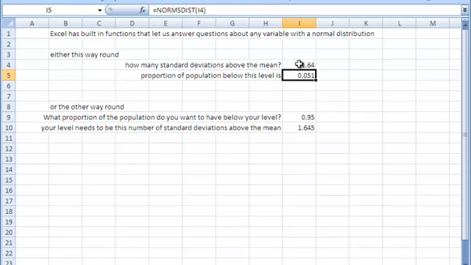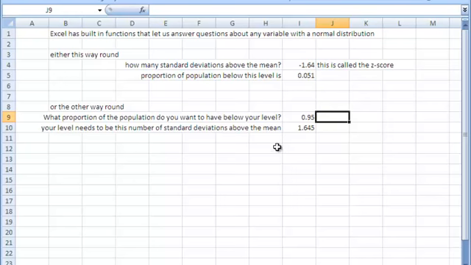You can put in a number of standard deviations above the mean, which is this. The z-score is the number of standard deviations away from the mean you are. So put in a z-score and it gives you a proportion that's below that.